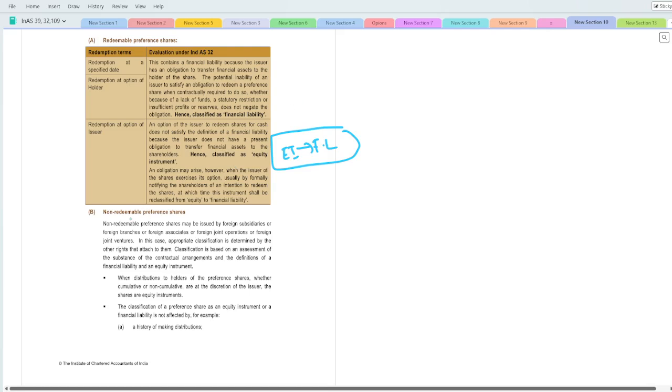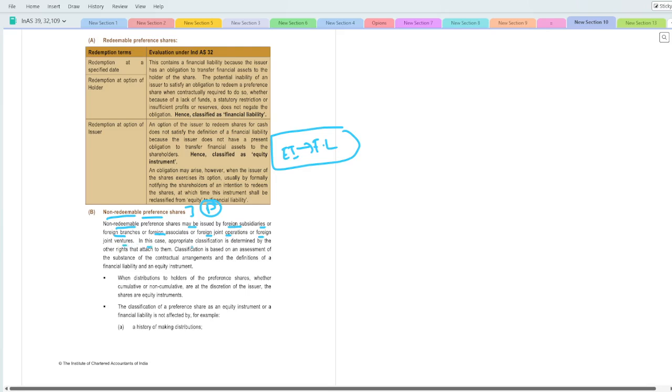रिडीमेबल। अब ये नॉन रिडीमेबल की बात कर रहे हैं, तो नॉन रिडीमेबल जहाँ पे इनडेफिनेट लाइफ हो गई कि आपको प्रिंसिपल नहीं पे करना है, ठीक है, या फिर प्रिंसिपल एट द ऑप्शन ऑफ द इश्योर आ गया। सो जस्ट ये वही रिपीट होगा आगे। Non-redeemable preference shares may be issued by the foreign subsidiaries, foreign branches, foreign associates, foreign joint operations or foreign joint ventures.